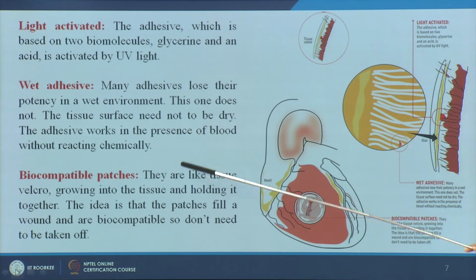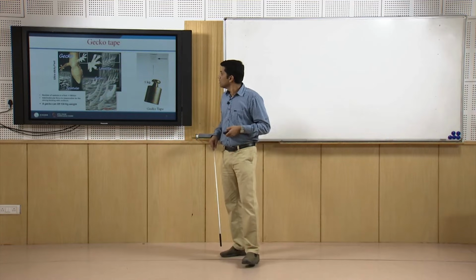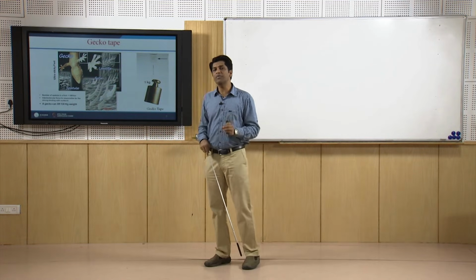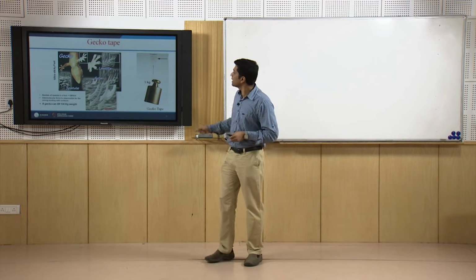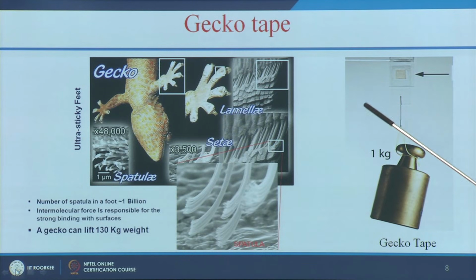I guess there are a lot of clinical trials going on with this, and soon it will be commercially available for human use. Let us see another example. Not only for biomedical applications, we can also take the idea of the Gecko and make an adhesive tape. Compared to normal tape, this tape is very strong and it is reusable.